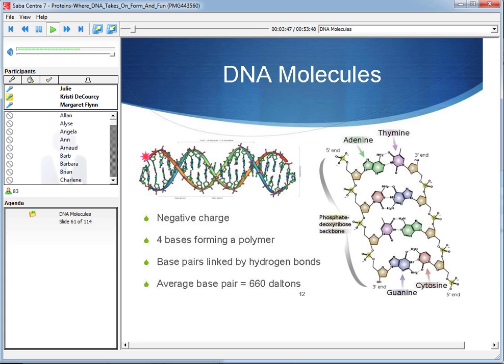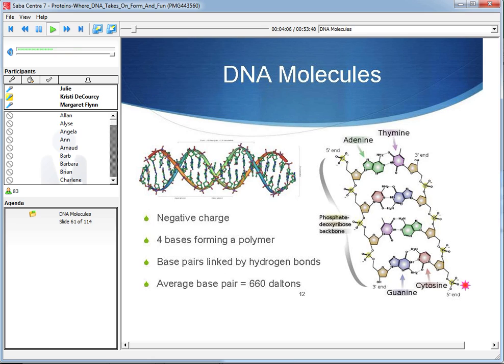We also know that they're negatively charged because it is deoxyribonucleic acid. So all along here on the outside of the DNA helix, you've got negatively charged groups. So when you put a DNA molecule in an electric field, it's going to migrate toward the positive electrode.